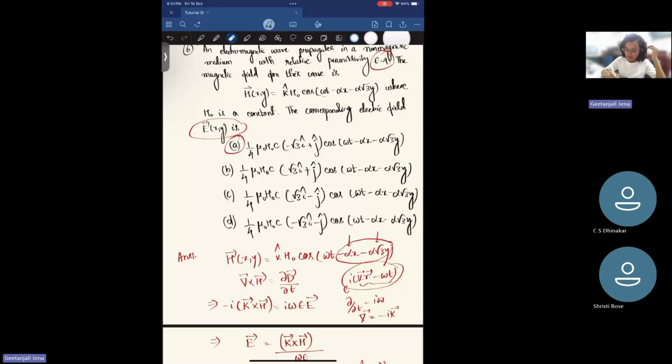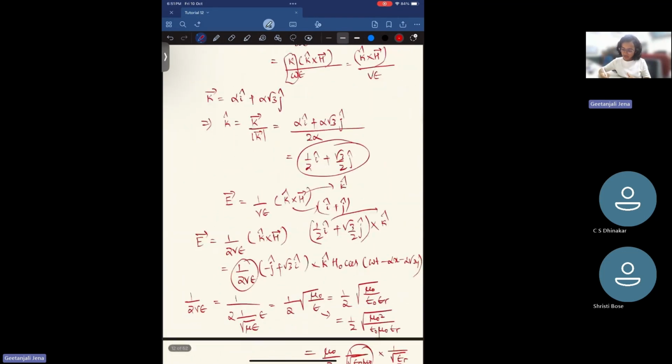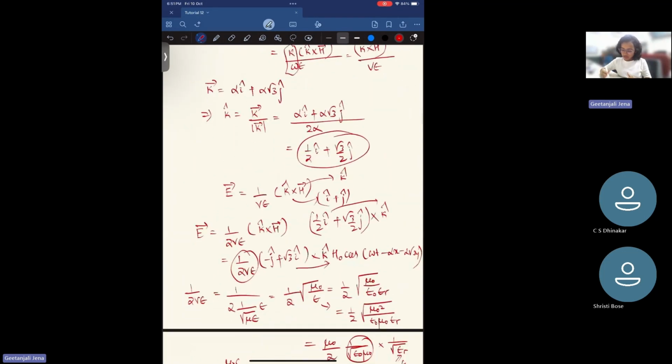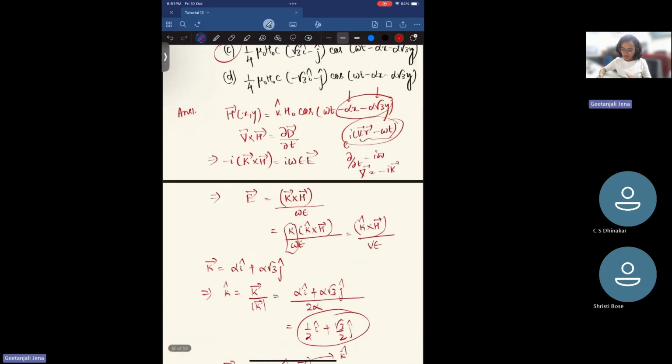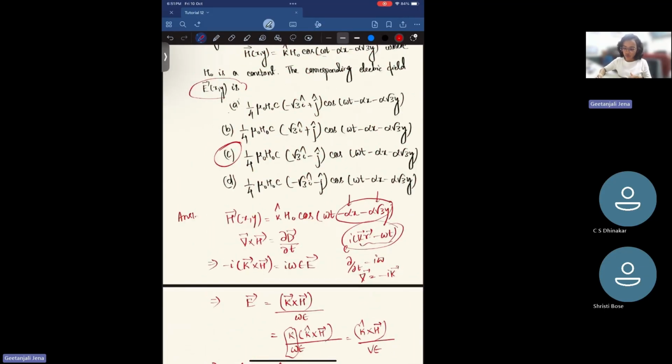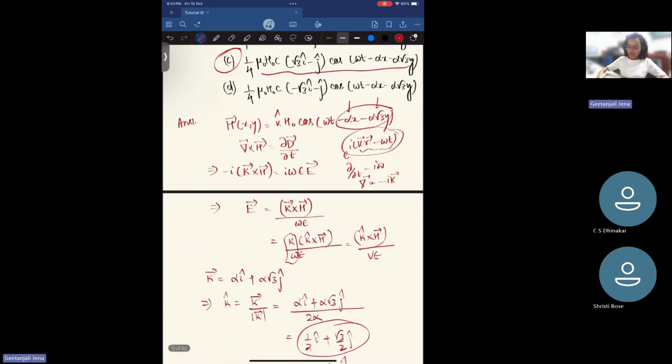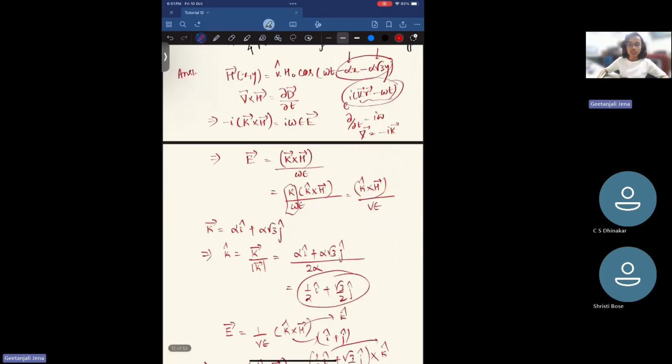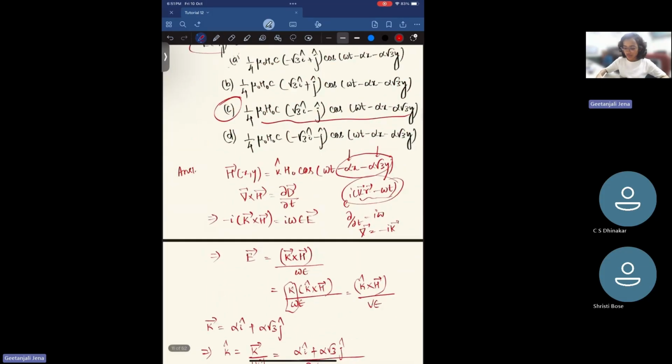Okay, option C, not option A, but C. I think earlier the expression was not quite correct. So now I hope we will get it. So this will be the final expression for the electric field. Okay, is it fine, or if you want to, I can solve it again.